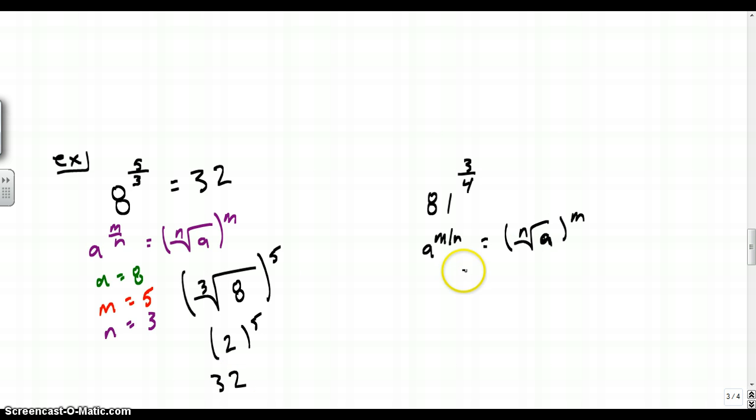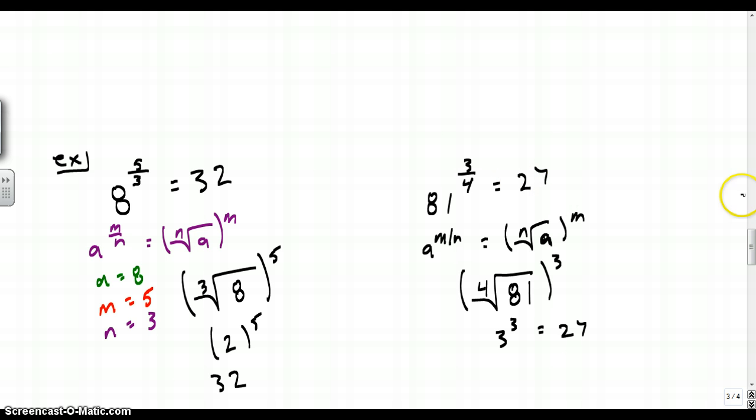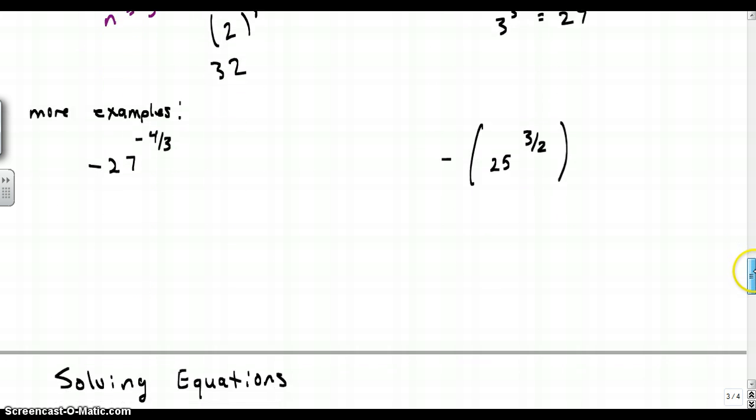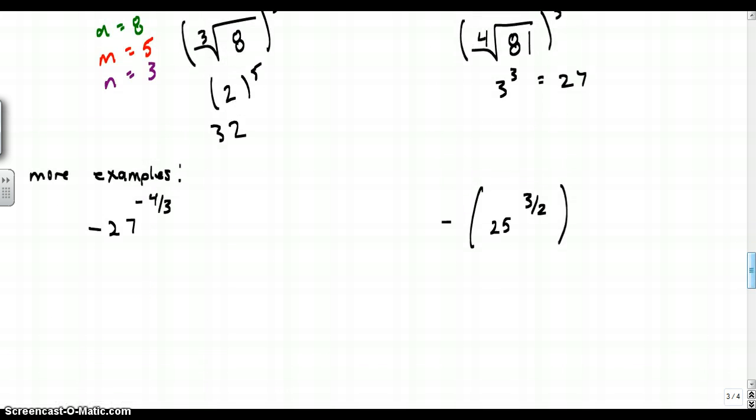So we're looking at the nth root, or in this case, the 4th root of 81 raised to the m power, which is 3. Well, what number times itself 4 times gives me 81? That's 3. So now I have 3 to the 3rd. So 3 to the 3rd power equals 27. So in this case, 81 to the 3/4 power equals 27. Let's do a couple more examples.